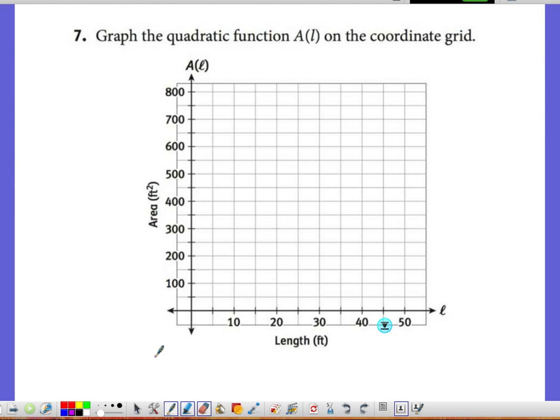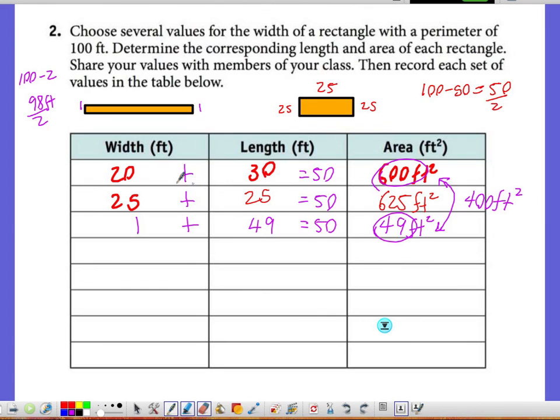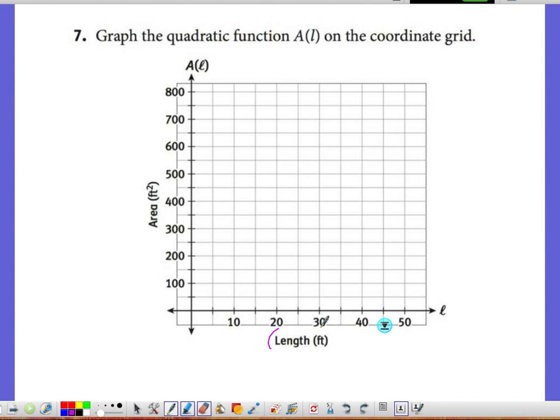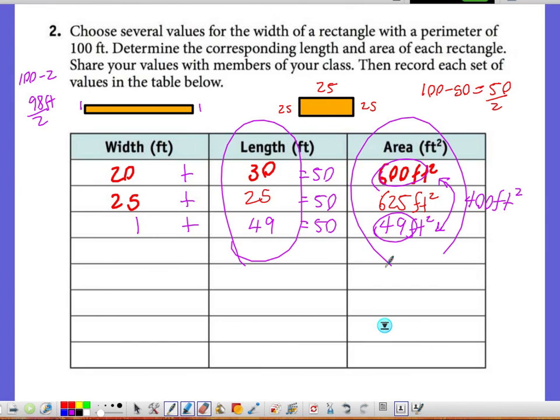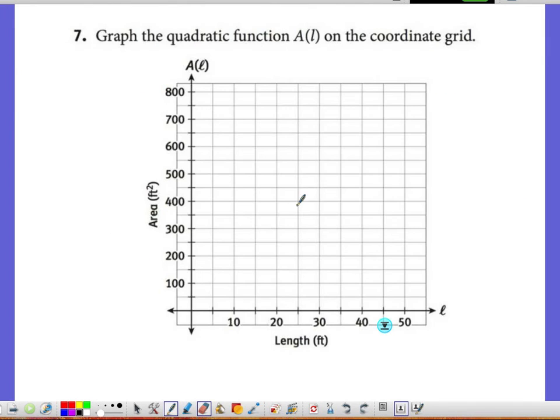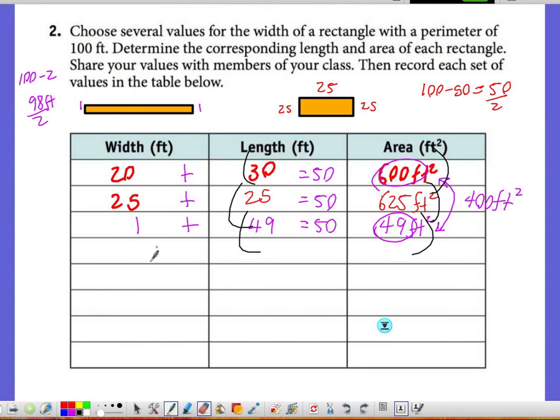Okay. Graph the quadratic function A of L on the coordinate grid. Notice that our length is going to be my independent variable and my area is going to be my dependent variable. That means I can take these ordered pairs, with length and then the area, and put them on the graph. So 30 and 600, here's my first ordered pair.